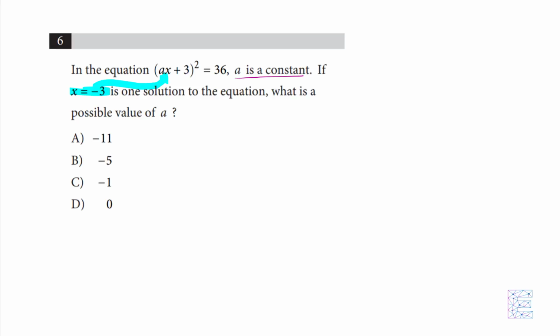As it stands right now, we have (ax + 3) raised to the second power equals 36. The problem that we're faced with is that we have two unknowns. We don't know what a is, and we also don't know what x is. Until we plug in the value that we're given for x, we are stuck because we can't deal with two unknowns just yet. So let's go ahead and plug in the x value that's given. It's now going to be (-3a + 3)² = 36, because x is negative 3. And now we can solve for a because we only have one unknown.